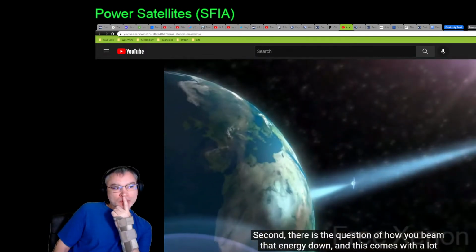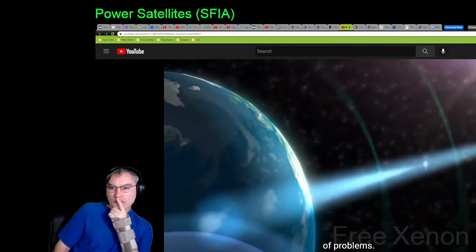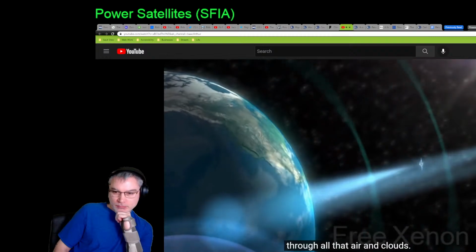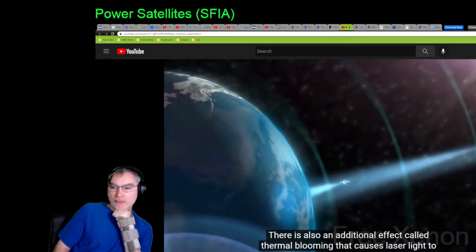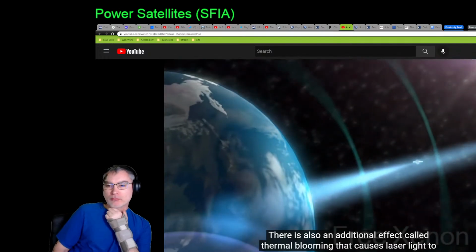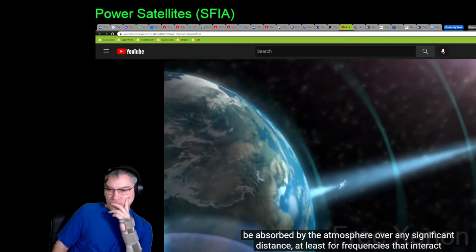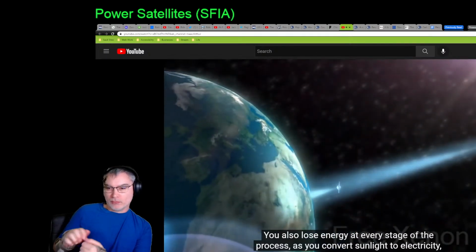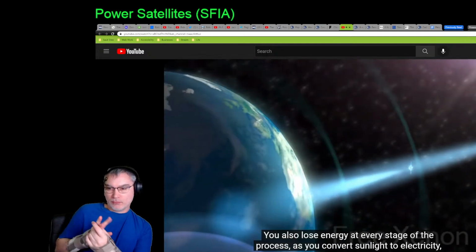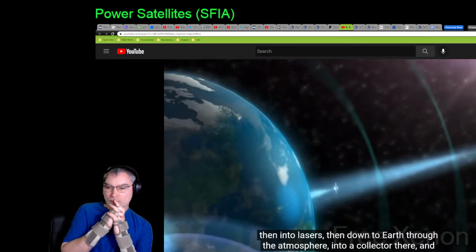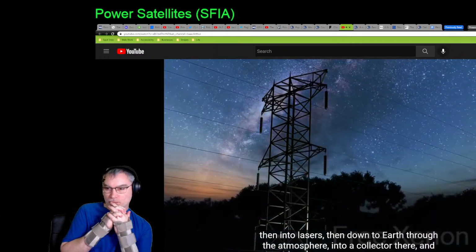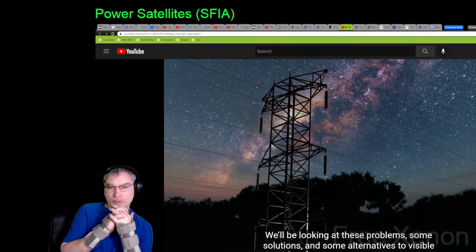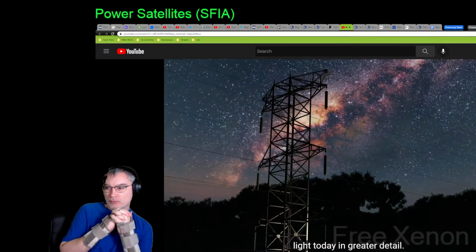Second, there is the question of how you beam that energy down, and this comes with a lot of problems. For instance, if you're beaming down with a visible light laser, it still has to go through all that air and clouds. There is also an additional effect called thermal blooming that causes laser light to be absorbed by the atmosphere over any significant distance, at least for frequencies that interact with the atmosphere. You also lose energy at every stage of the process, as you convert sunlight to electricity, then into lasers, then down to Earth through the atmosphere, into a collector there, and back into electricity again. We'll be looking at these problems, some solutions, and some alternatives to visible light today in greater detail.